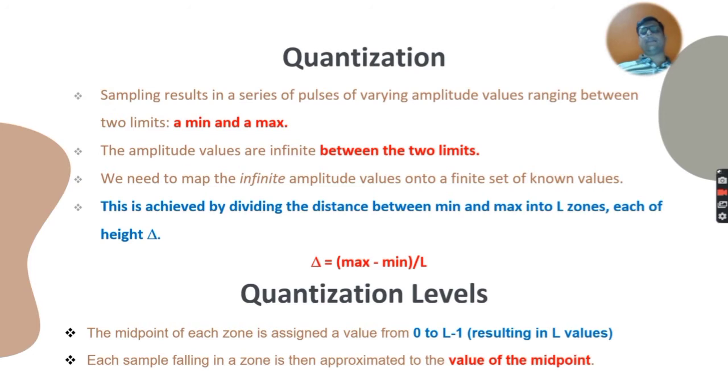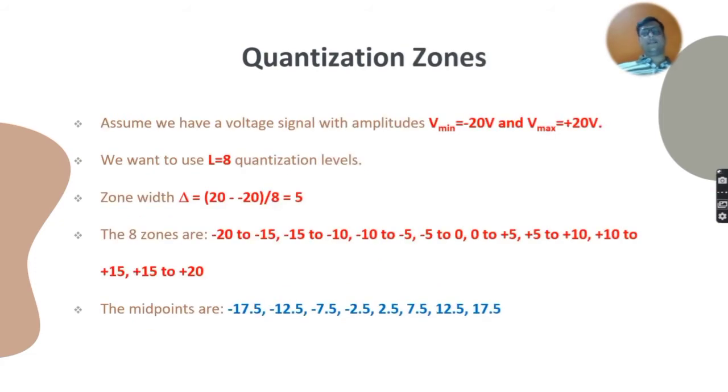And quantization levels, if there are 8 levels, that means it will vary from 0 to 7, that we will see. The value of that midpoint is identified as a zone. Here you can see the quantization zones are identified. So first we have to identify the Vmax and Vmin.